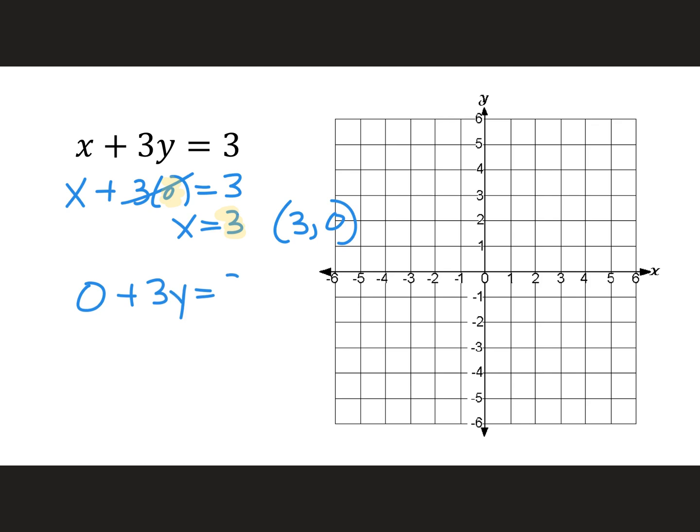All right, next thing, I'm going to put 0 in for x this time. 3y equals 3. That goes away. 3y equals 3, which means that y must equal 1. So when I put 0 in for x, I got a 1.